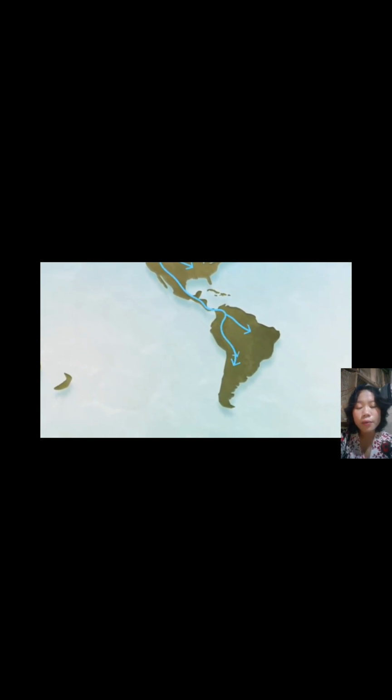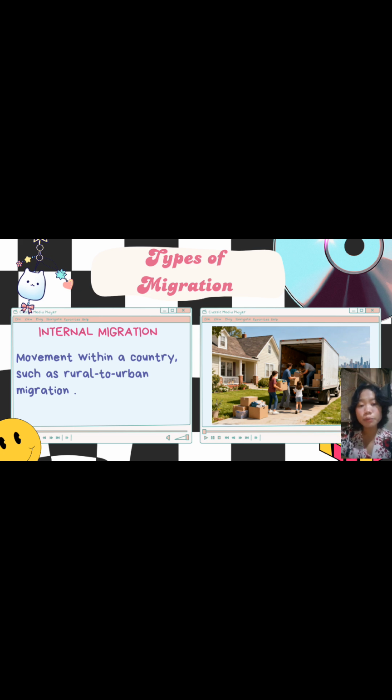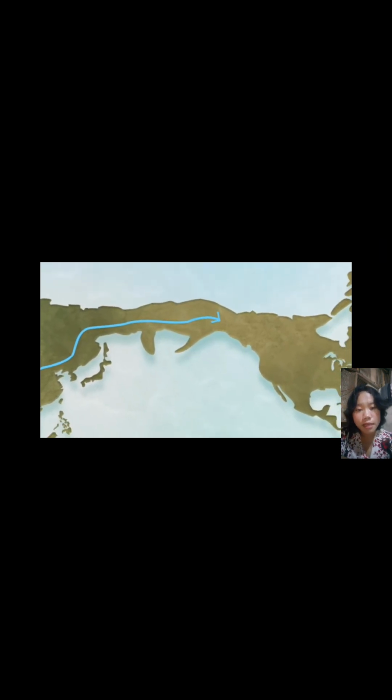So next, we are going to discuss the types of migration. Now let's move on to the types of migration. Let's have the first one, the internal migration. Internal migration is a movement within a country, such as rural to urban migration, meaning internal migration happens within our country alone, whether it's rural to urban. That is internal migration.